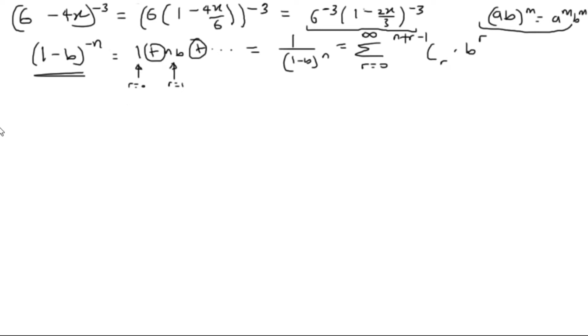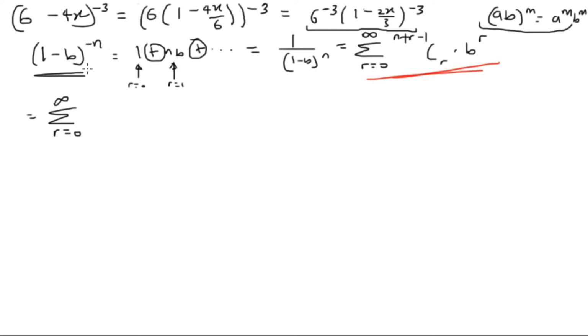So we have 6 raised to power minus 3, and then (1 minus 2x over 3) raised to power minus 3. If I expand it, I will have a summation as r starts from 0. That is, I will start the expansion by adding some terms, and r will begin from 0, and then I will have (n plus r minus 1) combination r. So just from this point, I'm using this now. My n is equal to 3.